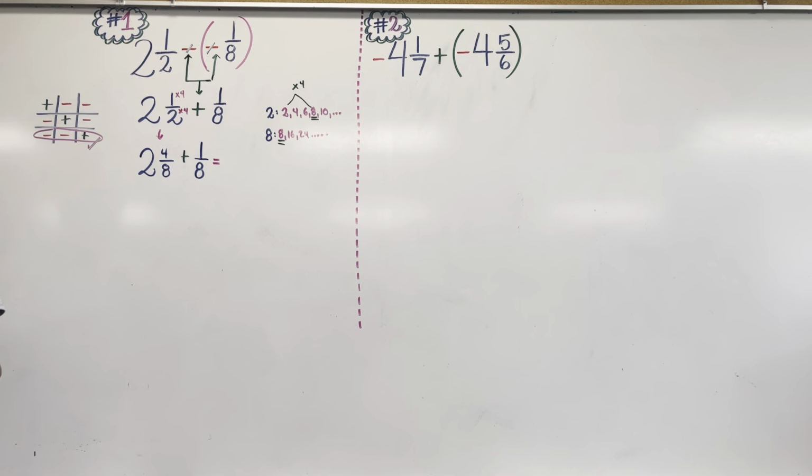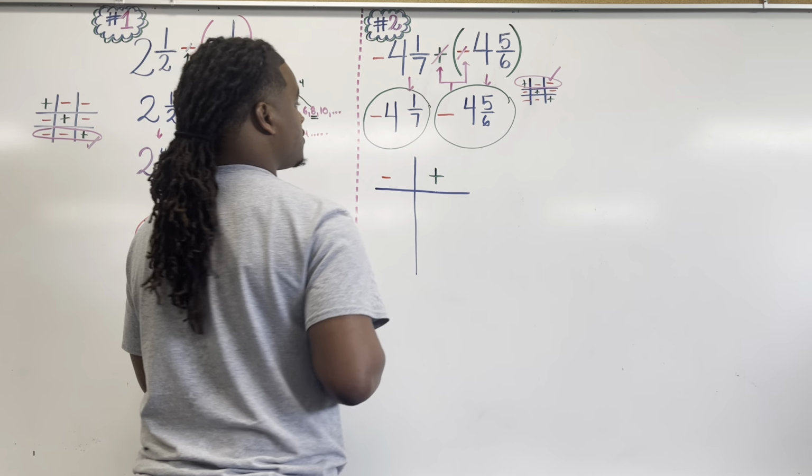Now, the next thing that I want us to do, guys, is we've got to actually solve, okay? So whenever we have negative and positive numbers and we're adding or subtracting them, the next step is to circle each value along with the sign that is in front of it. So I have a negative 4 and 1/7, knowing that that's a negative. And I have a negative 4 and 5/6, knowing that that's a negative, right? Now, let's go ahead and create a negative and positive t-chart, because we're going to figure out what side we are going to work on, okay? So I've got a negative and positive t-chart.